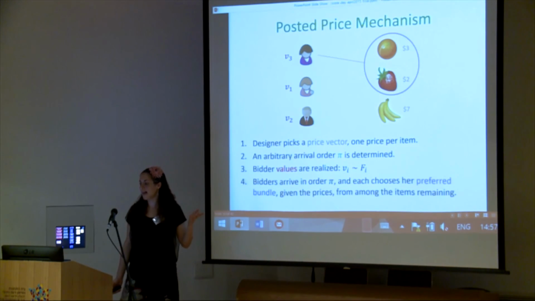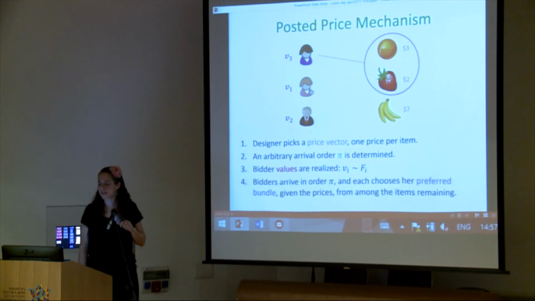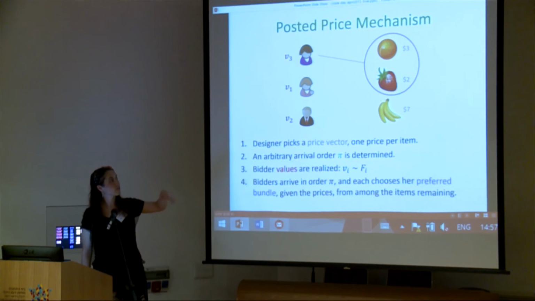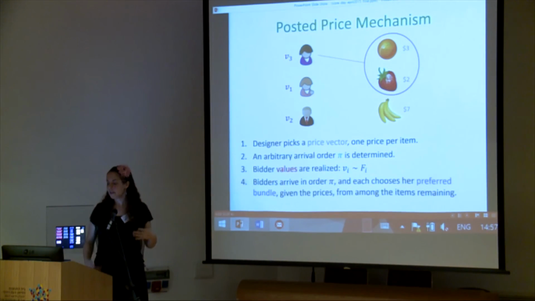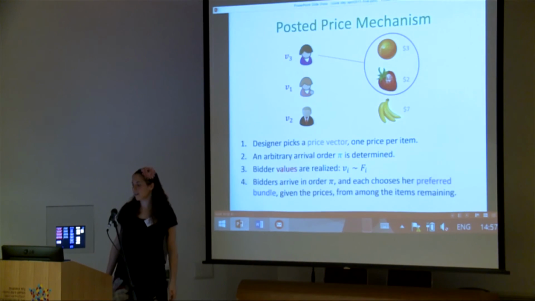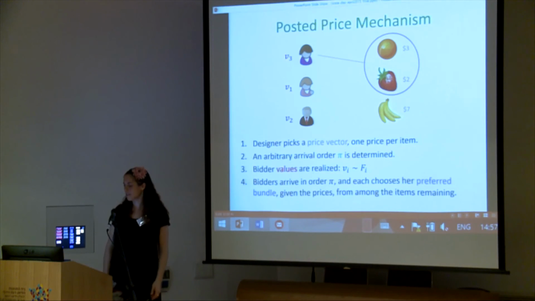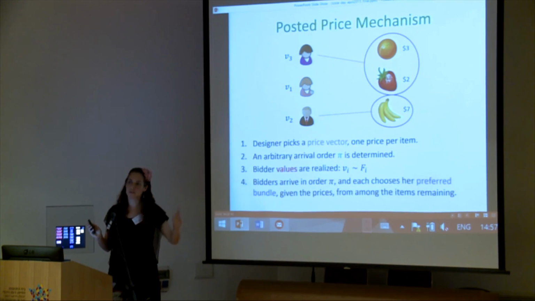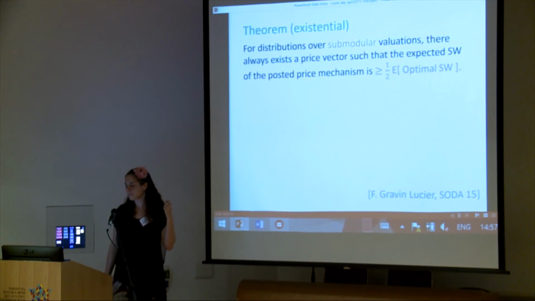For example, Alice comes first to the market. She sees those prices. She says, oh, under these prices, my most preferred bundle is the orange and the strawberry. She gets them. Then the second agent comes to the market. She sees the bananas for $7. She doesn't want bananas for $7. So then Bob comes to the market. He wants bananas for $7, and that's it. That's the mechanism. Very simple. Posted prices, agents come sequentially and purchase their most preferred bundles.